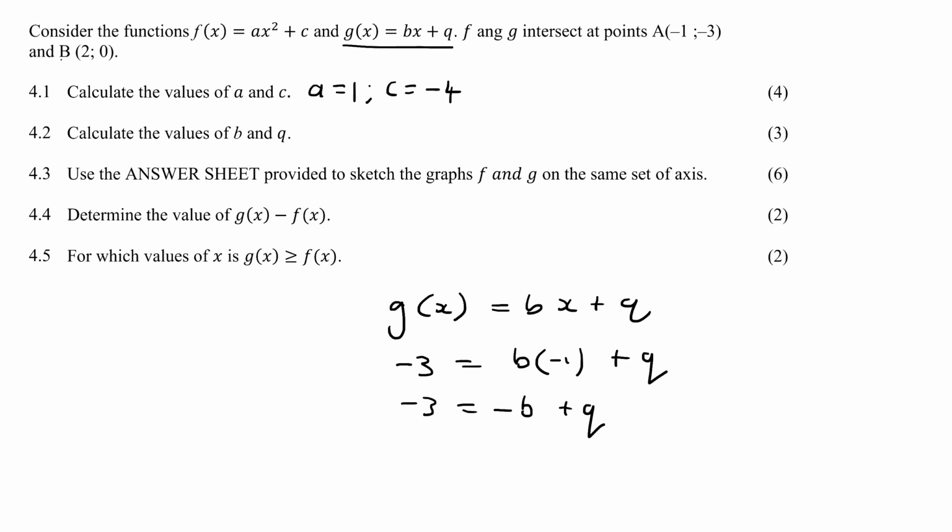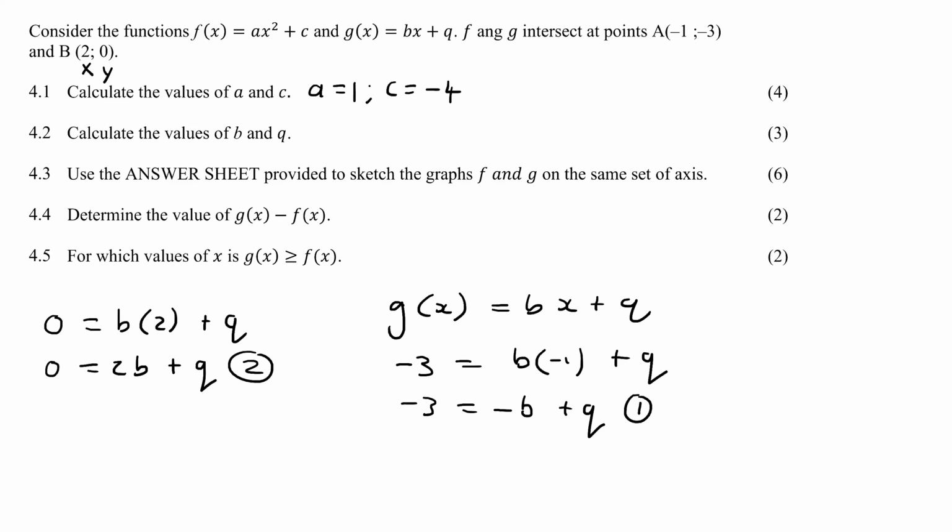Now we're going to take this point over here and do the same thing. So that's x, that's y. And so we're going to plug in 0 over here, and we're going to plug in 2 in the place of x. And so we end up with 0 is equal to 2b plus q. And now once again we have a simultaneous kind of equation. So I'll call this number 1, I'll call this number 2.